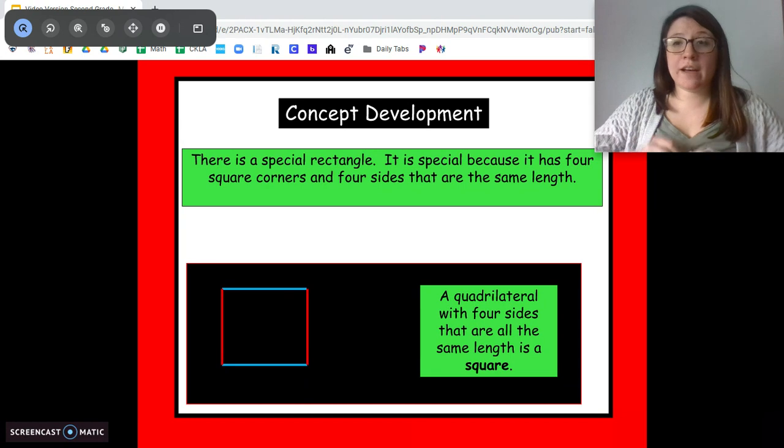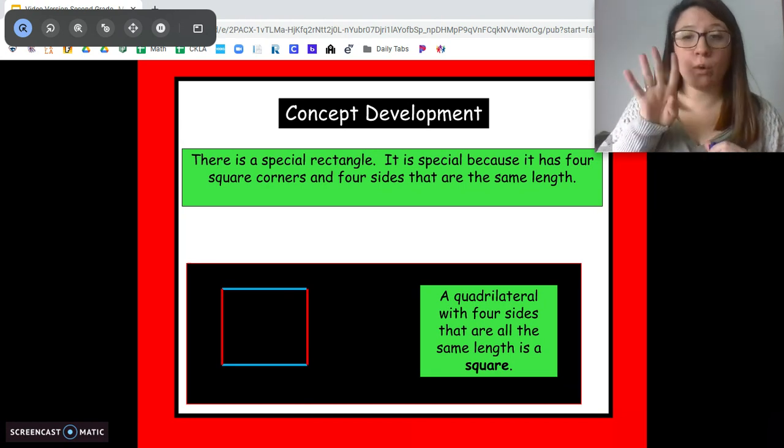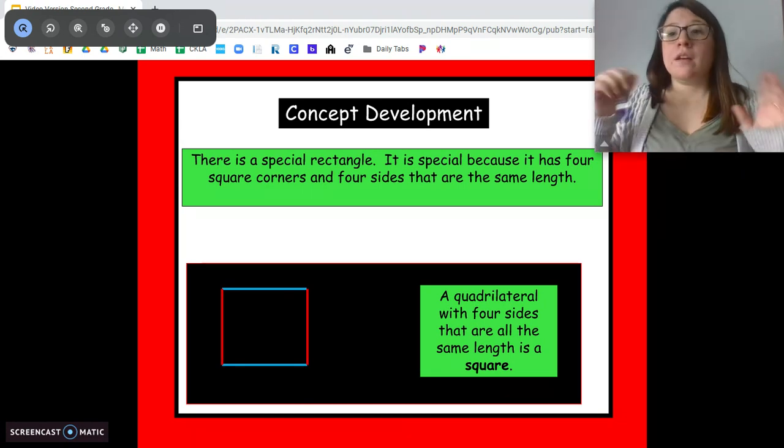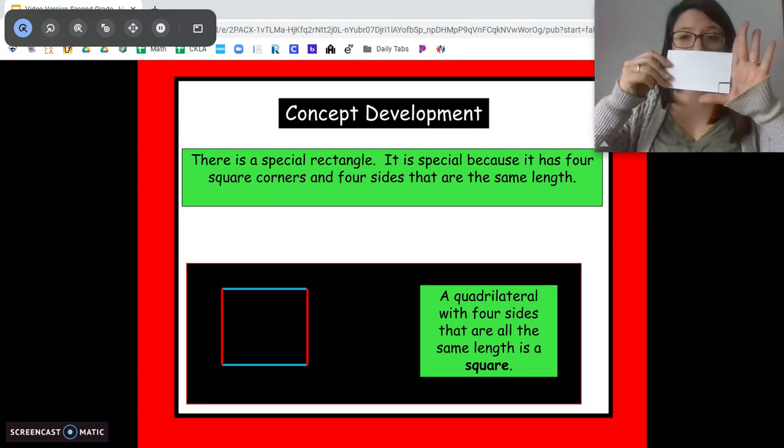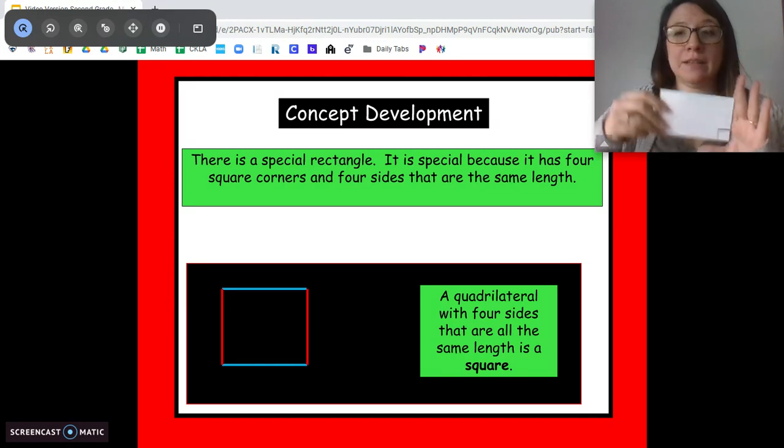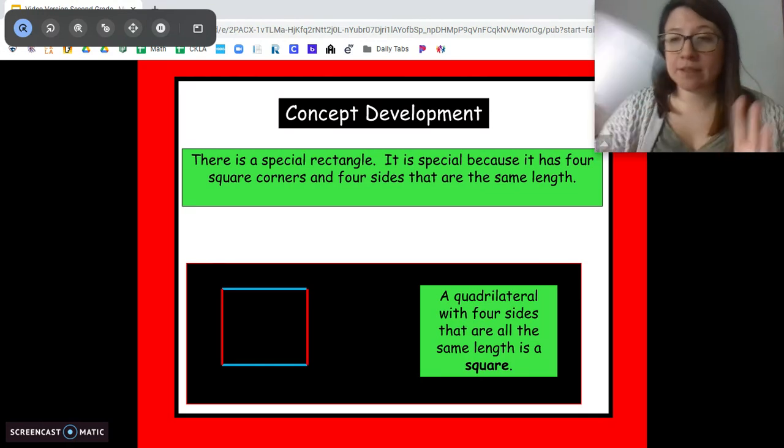So this was an introduction to quadrilaterals, four-sided shapes, okay? It's important to remember what parallel lines are and what square corners are, because that's going to help us identify the different types of quadrilaterals we learned about in this lesson.